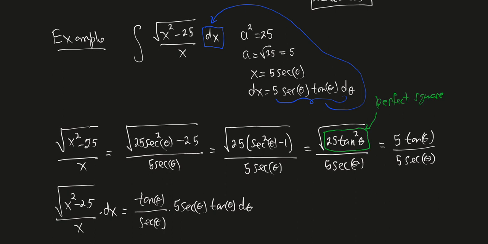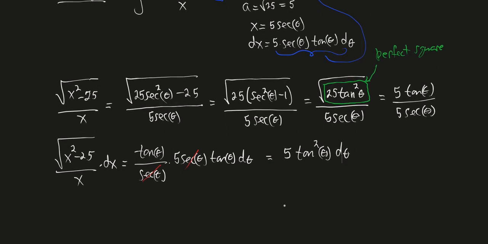So what do we end up with here? Look, the secant completely goes away, right? So the secant goes away. We have a constant of 5, right? And then we have tangent times tangent. So with this trigonometric substitution, this integral reduces to something like this: 5 times tangent squared d theta. All right, so now let's write it down.